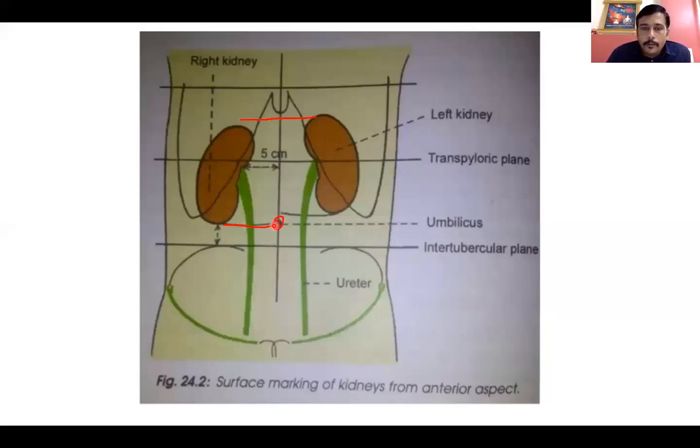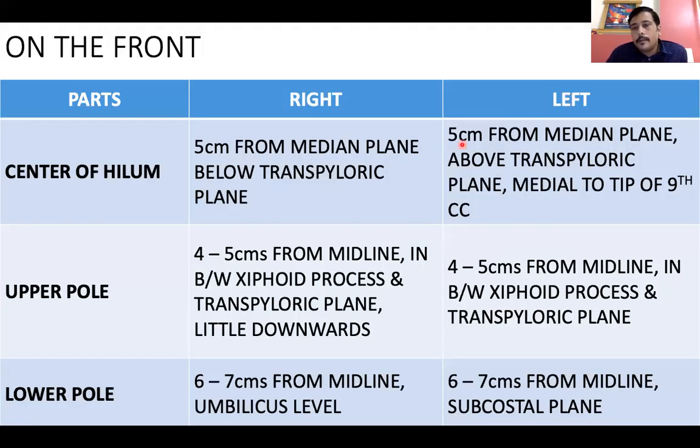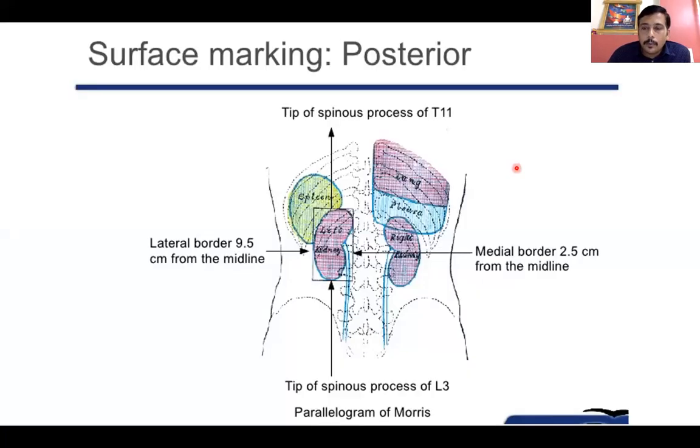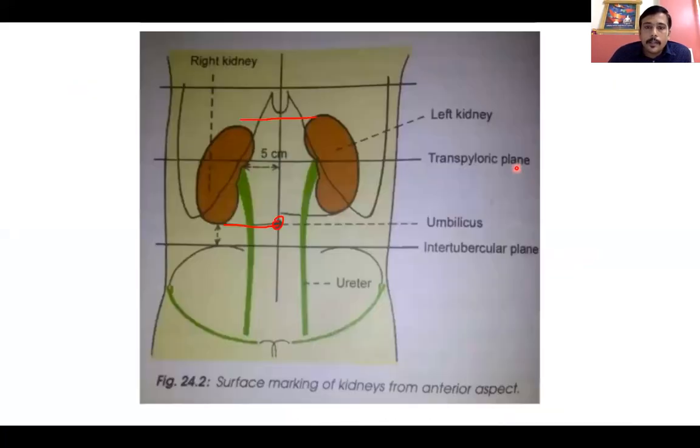For the left kidney, the center of the hilum is located 5 centimeters from the median plane, above the level of the transpyloric plane. You can see the transpyloric plane is passing here, so above this level we have the hilum of the left kidney.